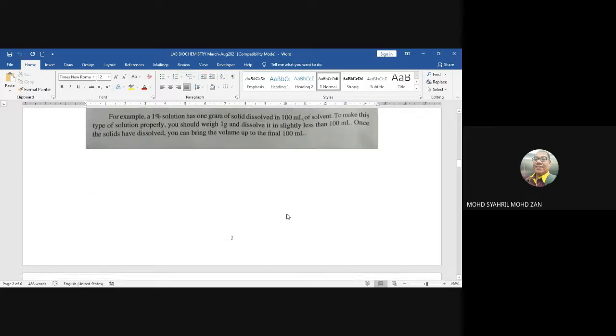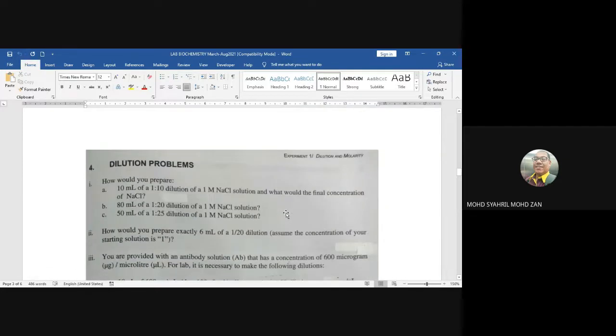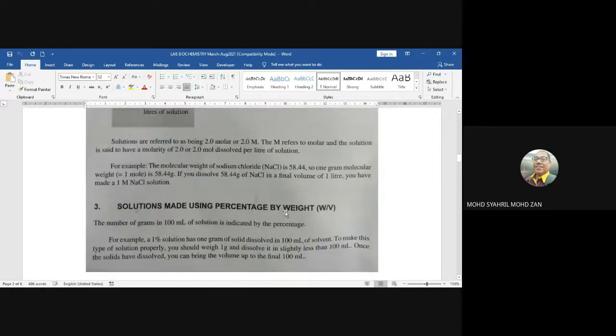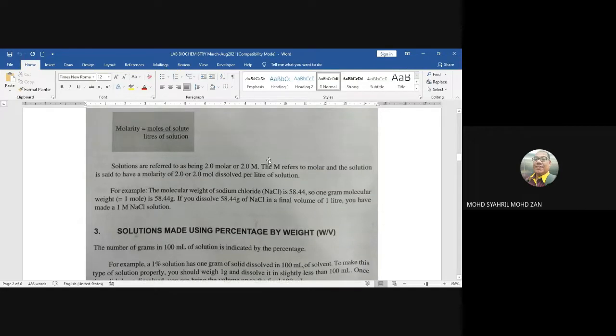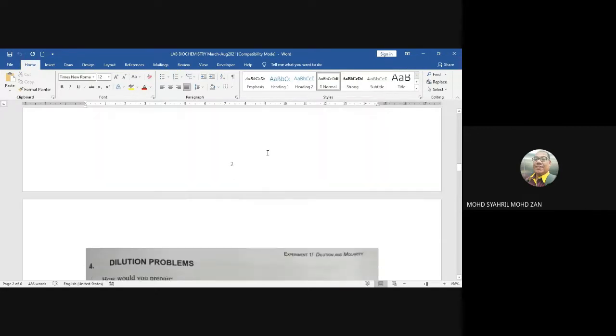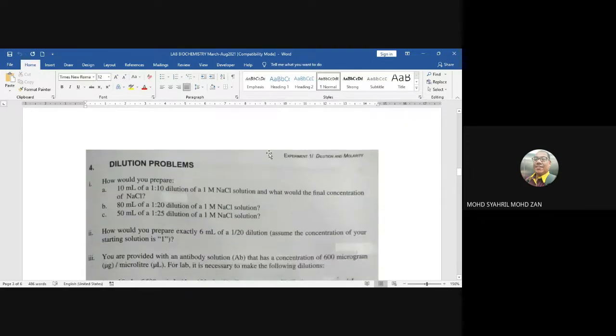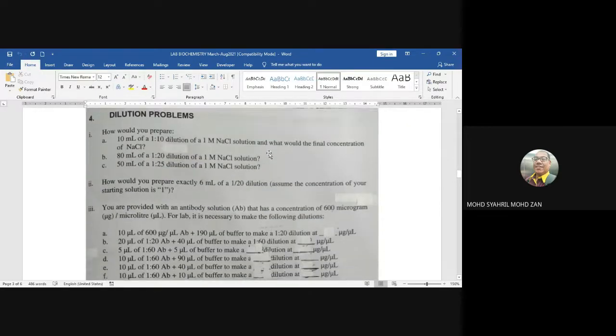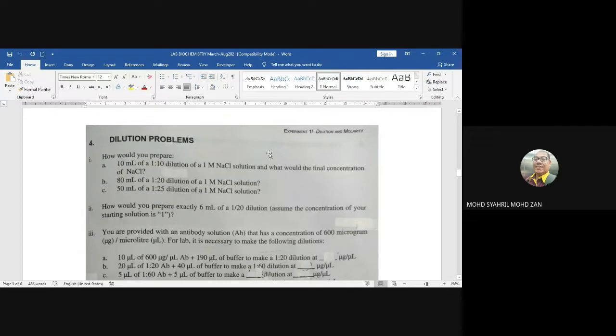So that's the meaning of percentage by weight. So itu saja untuk part 1 practical number 1 ni. So you have to answer the questions. There are several questions you have to answer. Number 4 is a part of dilution problem. So you have to calculate this one. So this is your job for your lab practical, ataupun lab report.